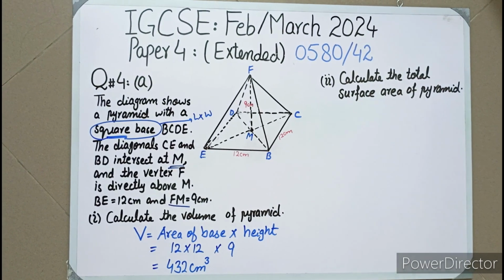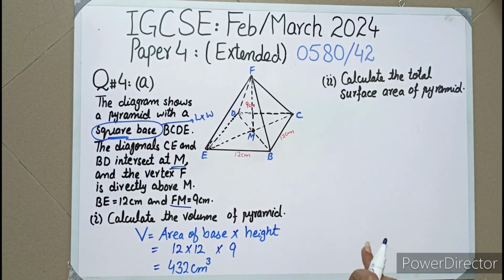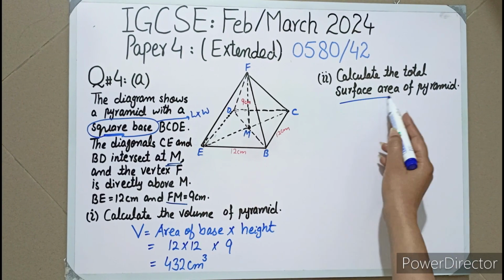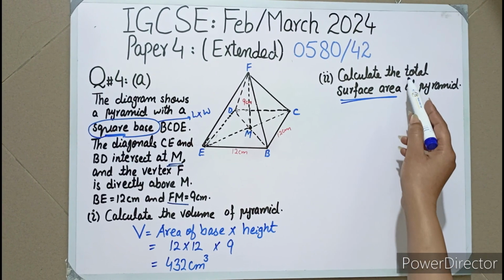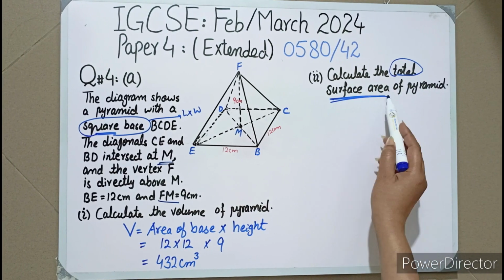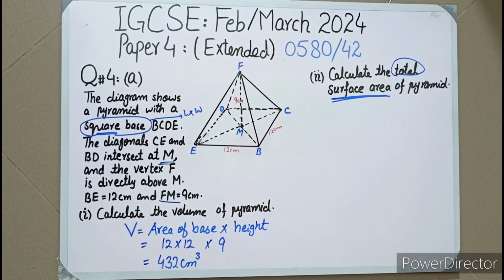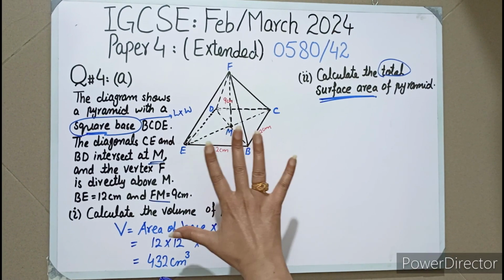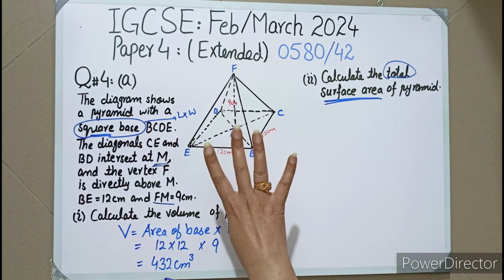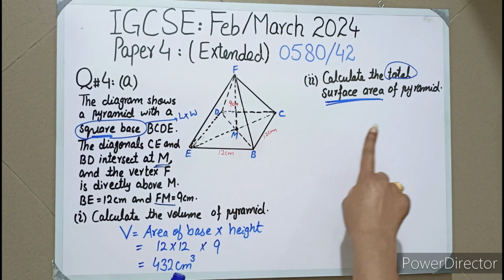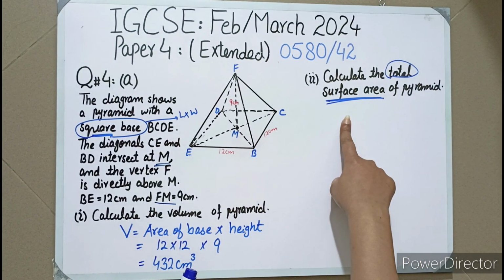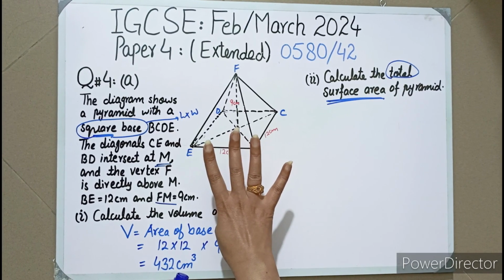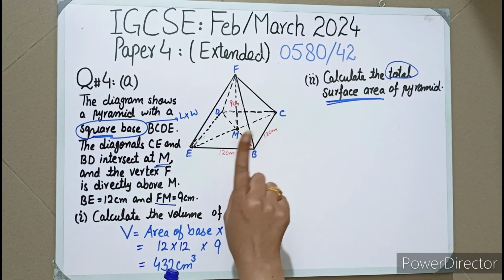Now let's move toward the second question. This question says calculate the total surface area. We have to focus on the words total surface area. As I told you earlier, the whole of the pyramid is composed of 5 things. 4 are triangles and 1 is a square. It means in order to calculate the total surface area, I have to add the area of 4 triangles and the area of 1 square.